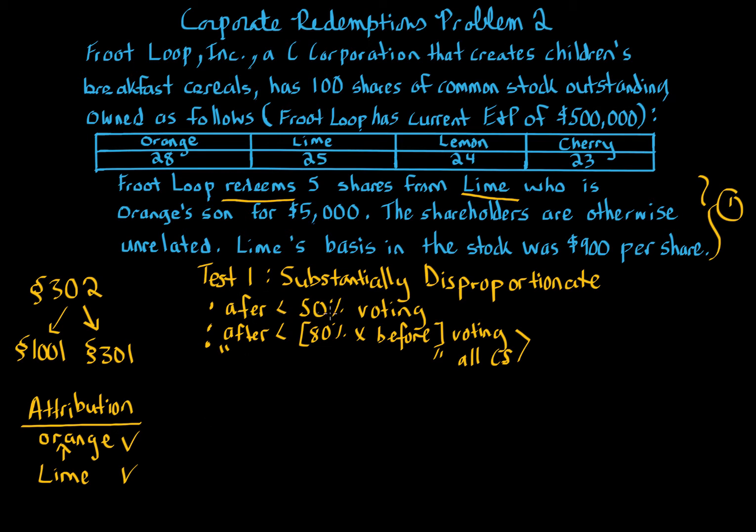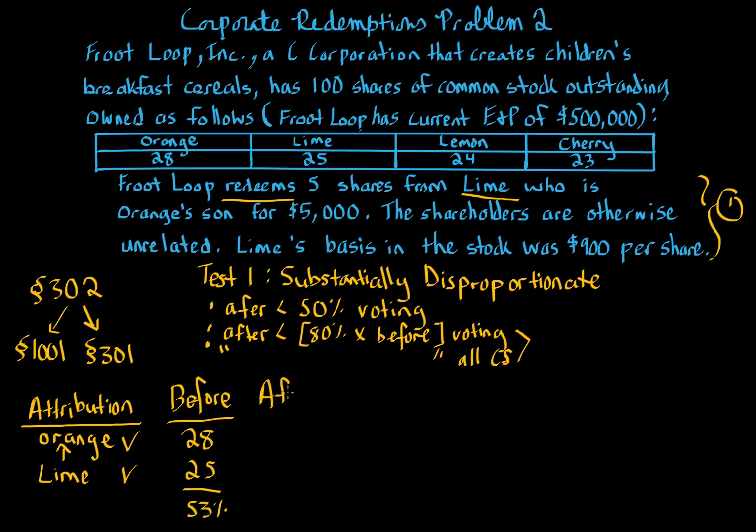So the first test is the after percentage is less than 50% voting. I always like to start with the before percentage. This helps because if it fails the first test, it can be helpful for later tests. So Orange has 28 shares, Lime has 25 shares. If we add those together, we get 53 out of 100, that's 53%.